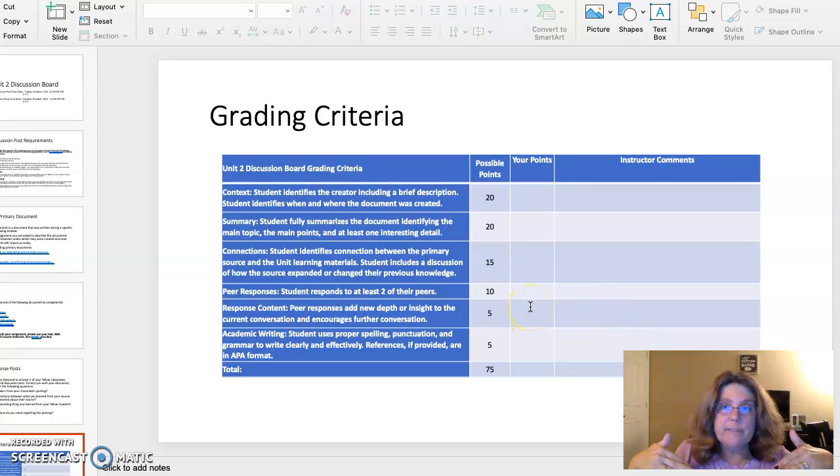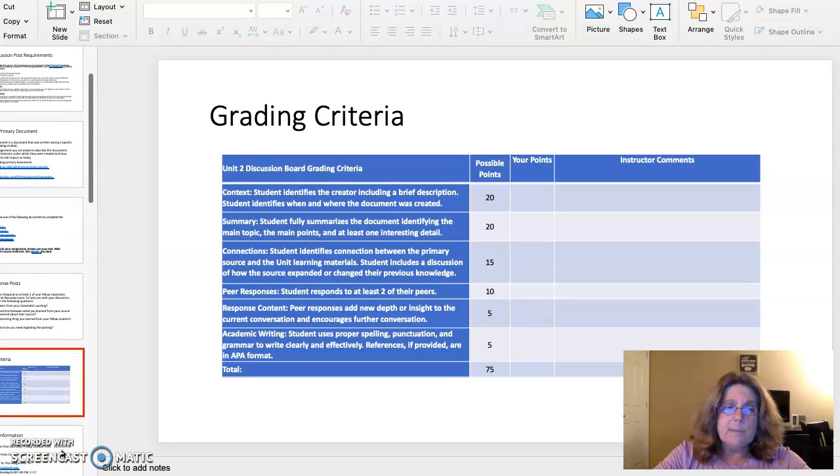Remember, after October 15th, your responses will no longer be accepted. So get those in on time because you will lose 15 points right off the bat. Don't do that, okay? Academic writing: student uses proper spelling, punctuation, and grammar. Write clearly and effectively. References, if provided, are in APA format. My comments, how many points out of 5? I tally these points up, and it's however many points out of 75, okay? So that's the grading criteria sheet.